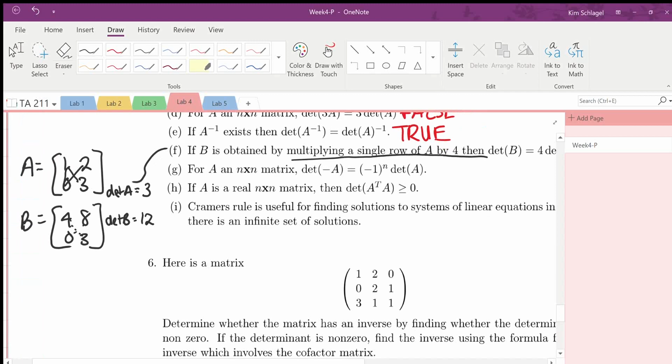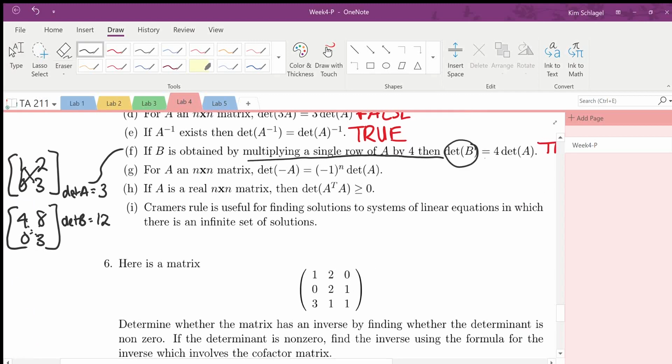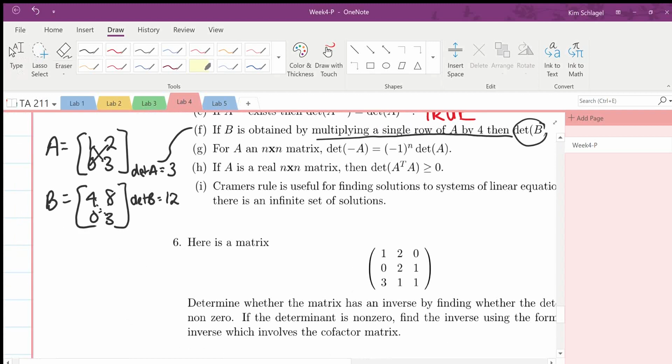Now, this is telling us that the determinant of B equals 4 times the determinant of A. Well, let's check that. So the determinant of A is 3, and the determinant of B is 12. So here we get a factor of 4. So in this case, yes, it's true that the determinant of B equals 4 times the determinant of A. Okay, and so with this one, yeah, this one is true.